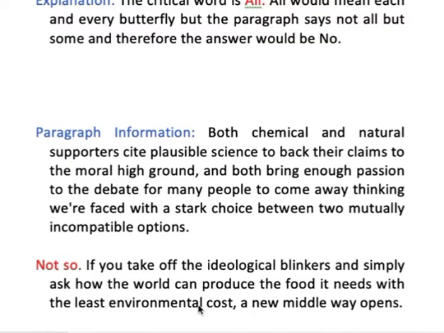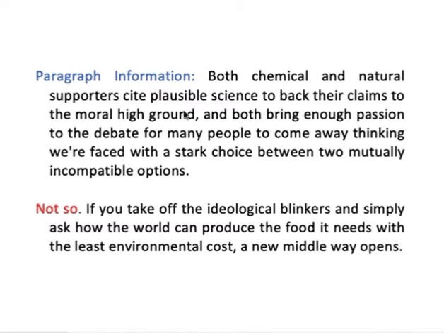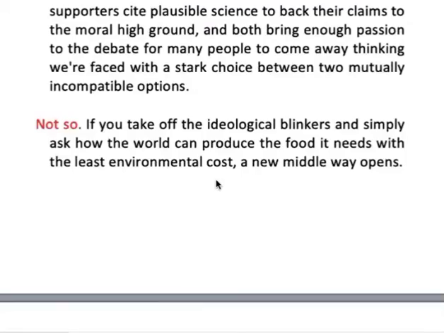Another example, paragraph information. Both chemical and natural supporters cite plausible signs to back their claims to the moral high ground, and both bring enough passion to the debate for many people to come away thinking we are faced with a stark choice between two mutually incompatible options. Not so. If you take off the ideological blinkers and simply ask how the world can produce the food it needs with the least environmental cost, a new middle way opens.